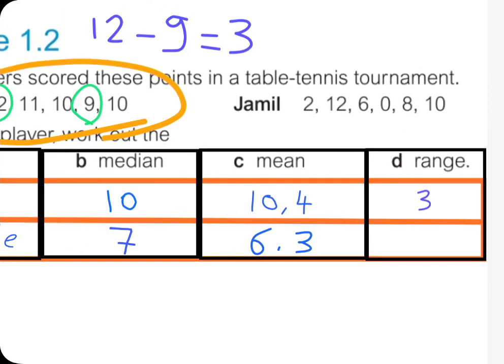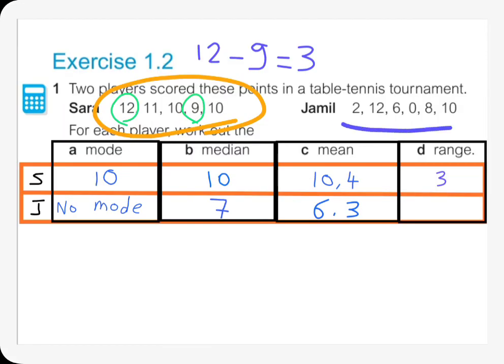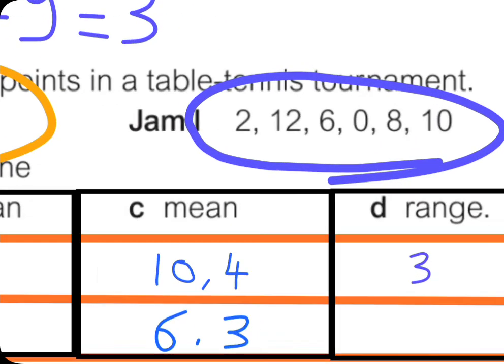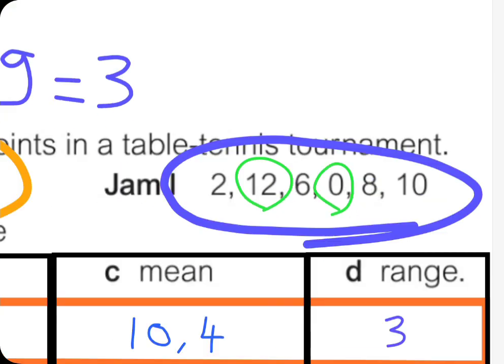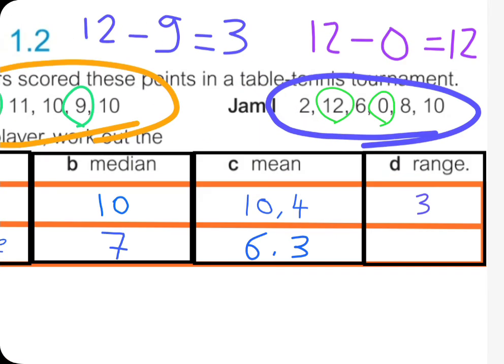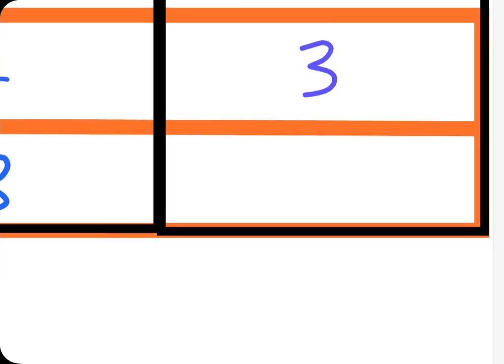Good job. Same idea for Jameel. You find the highest data and the lowest one, and you subtract them from each other. Now, what is the highest data in Jameel's data? Very good, it's 12. And the lowest one is what? Good job, it's 0. And then you say 12 minus 0 equals what? Good job, it's 12. So the range for Jameel is 12. So you write it here, 12.